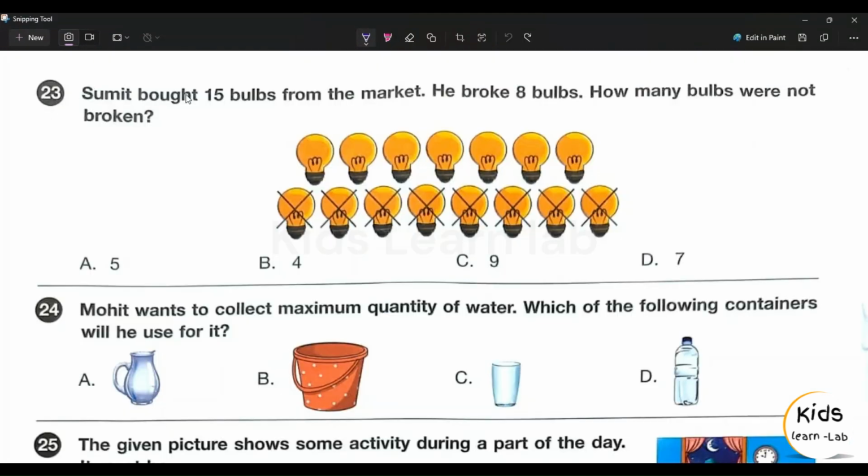23rd question, Sumit bought 15 bulbs from the market. He broke 8 bulbs. How many bulbs were not broken? 1, 2, 3, 4, 5, 6, 7. 7 bulbs were not broken. Option D is the right answer.